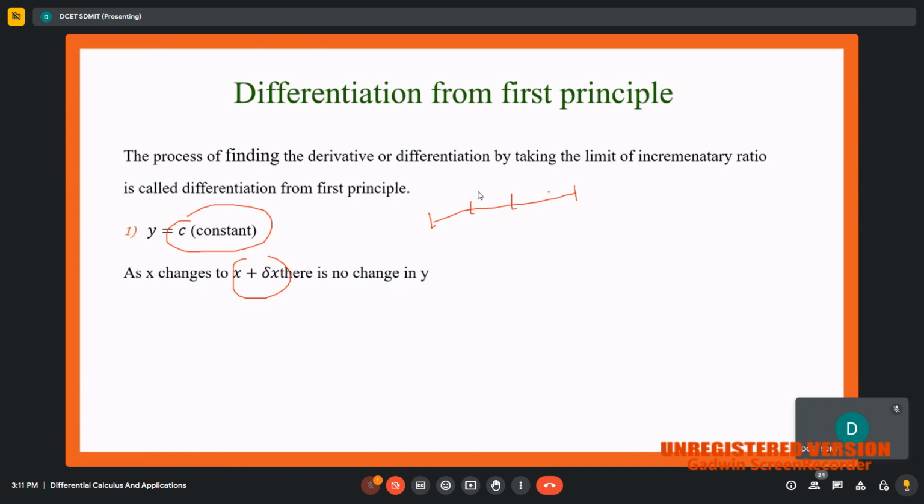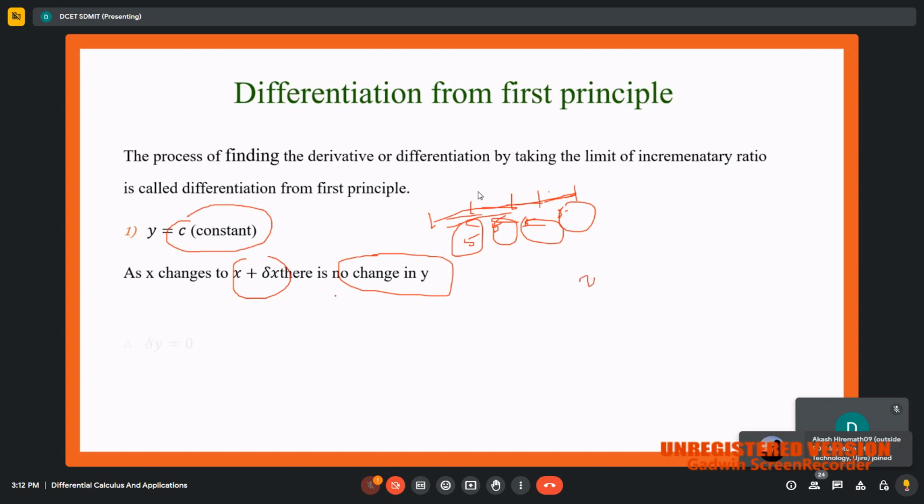Suppose all the distances are 5, so y is equal to 5 everywhere. All the distances remain the same, so there is no increment in y, meaning y does not change. That means there is no change in y, so delta y, the increment, is not given. Delta y is equal to 0.